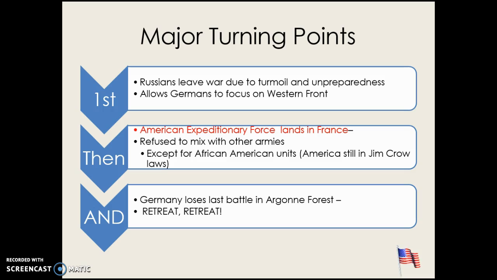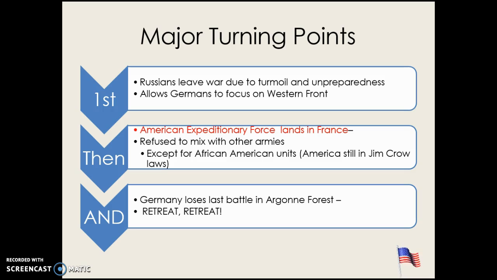So this is when America comes in. The American Expeditionary Force, or the AEF, they land in France. And it's important to note that America wanted to help at this point because we felt like we owed the French. The French helped with the American Revolution. And some people thought we should just join the war just to help France.